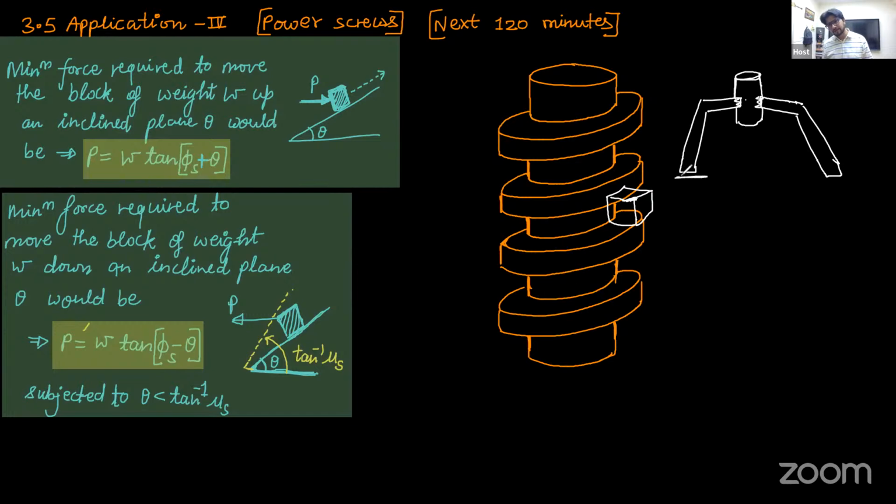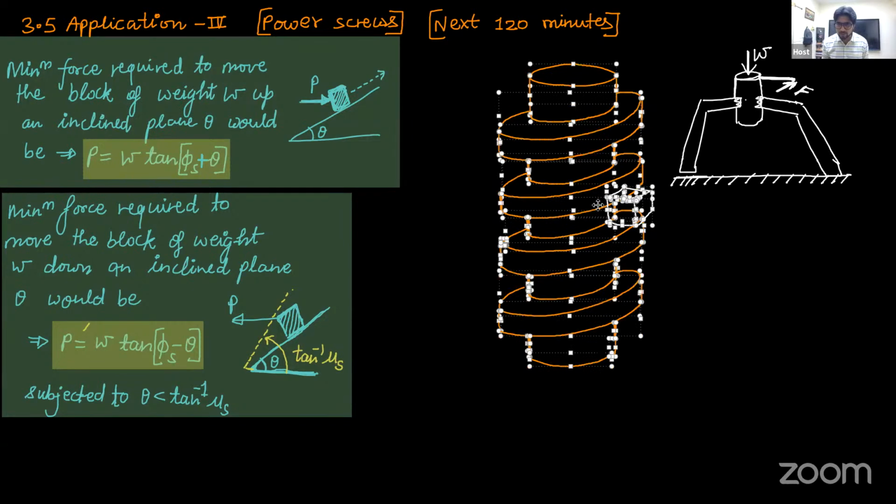This screw is actually fitted into the internal threads of a frame. Now, suppose there is a weight kept over the screw. If somehow the screw is rotated with the help of a lever, and we are applying a force at the end of the lever, what will happen to the weight?